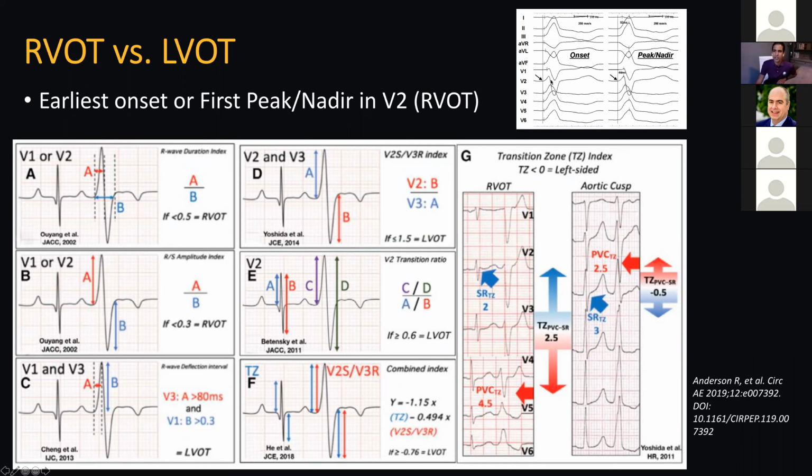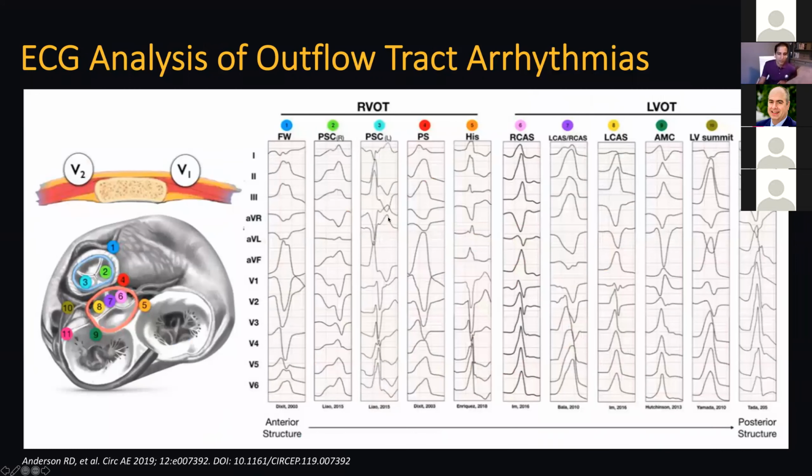One of the other things you can look at is the earliest onset of the QRS. If the earliest onset of the QRS, or the earliest peak or nadir of the QRS, is in V2, that is suggestive of an RVOT site compared to an LVOT site. For an LVOT site, the earliest onset may be earlier, maybe in V1, so it would be an earlier transition. So, recurring themes. Here's the gradient of ECGs as you go from the most anterior structure, the free wall of the RVOT, to the most posterior structure, the mitral annulus.